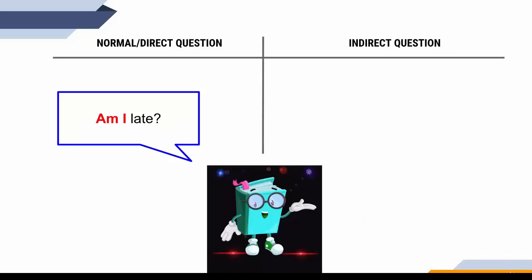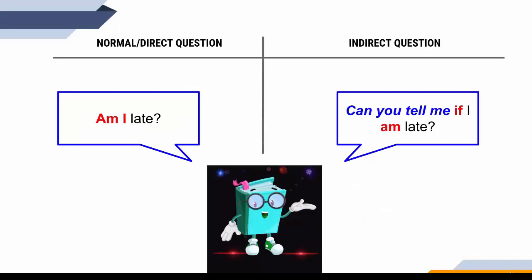Am I late? Can you tell me if I am late? In the previous two examples, when the question started with the question words, you needed the question words in these transformations. Here, the question starts with the general am I, or this is a general yes-no question. Because of that, when you make the indirect question, you need if as a linker. If, and the same rules applied after that.